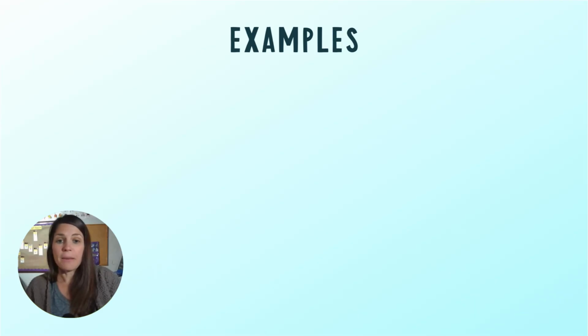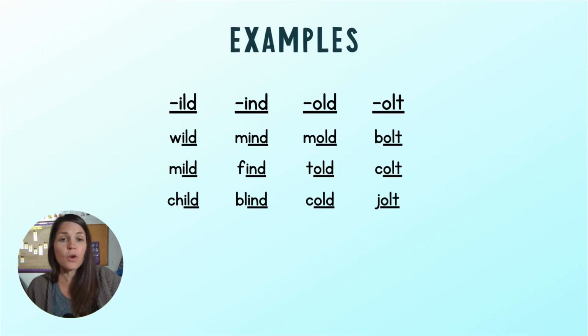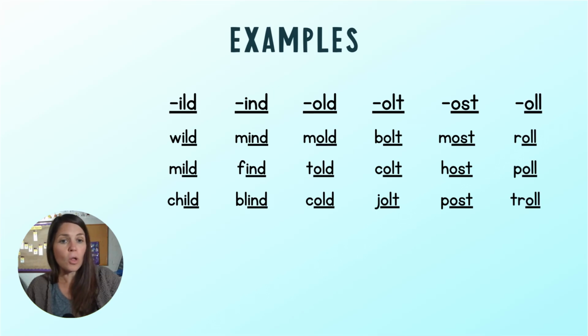Let's look at some examples. For ild, we have words like wild, mild, and child. For ind, we have mind, find, blind. For old, we have mold, told, cold. For olt, we have bolt, colt, and jolt. For ost, we have most, host, and post. And for oll, we have roll, poll, and troll. You can clearly hear those long vowel sounds within these closed syllables.